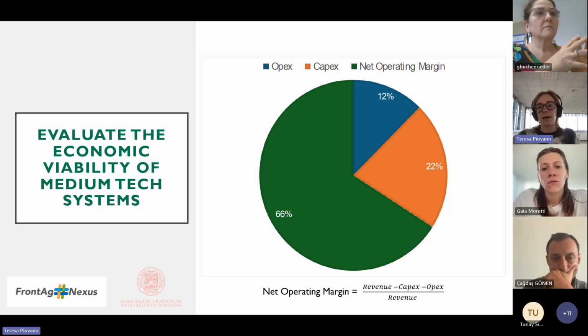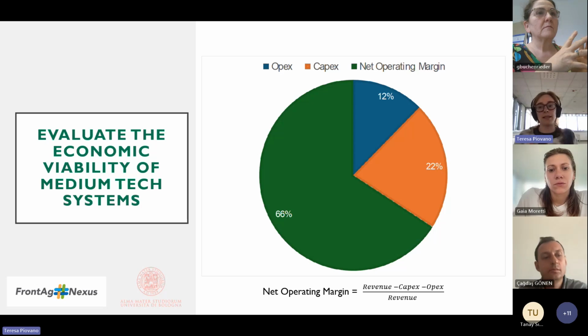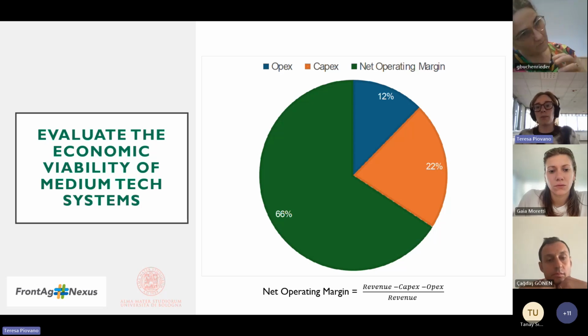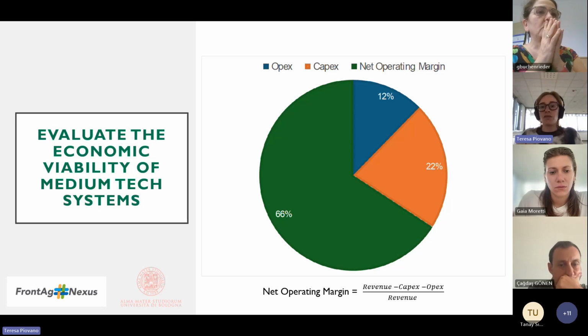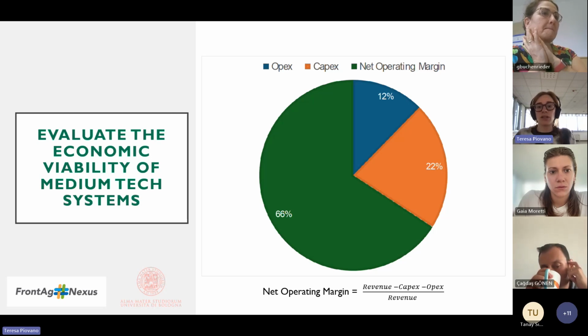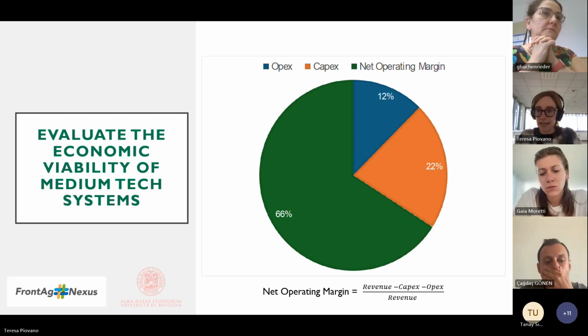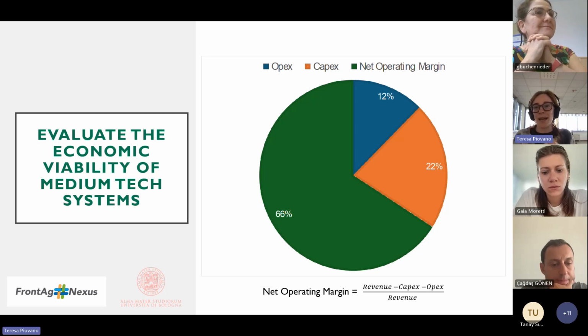This measures the net profitability of a company after accounting for both operating expenses, OPEX, and the capital expenditures. So it measures the operational efficiency. This formula indicates how much of the total revenue remains after covering all the operational and capital expenses. What it doesn't take into account are the taxes, which change a lot by country.